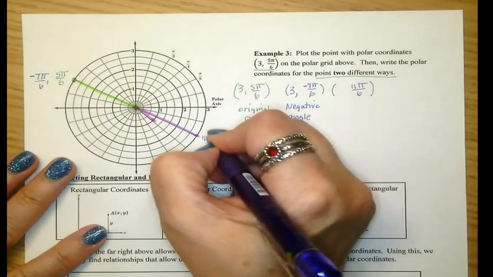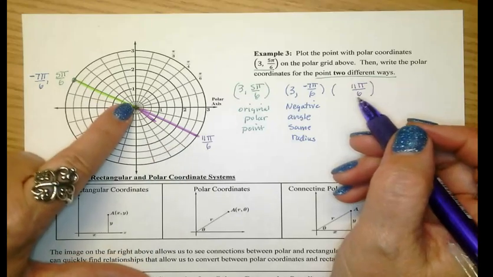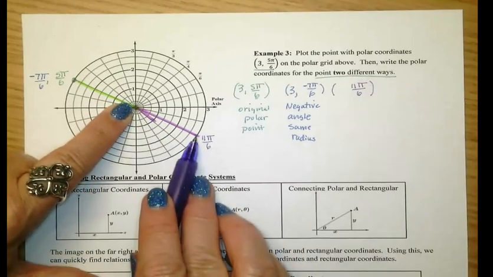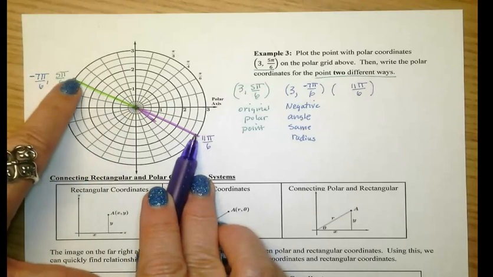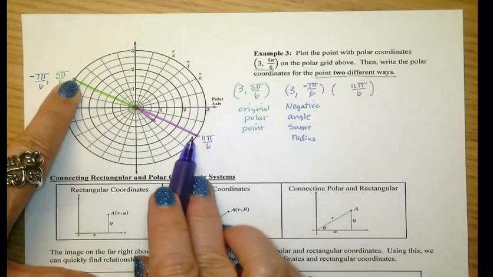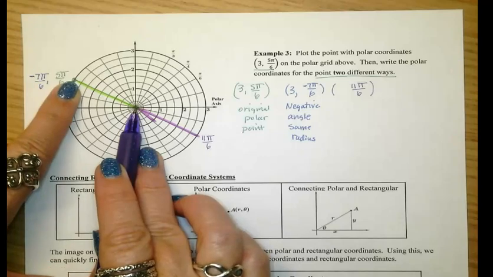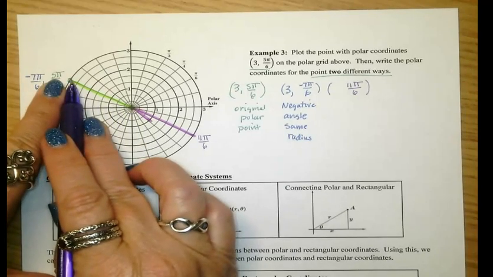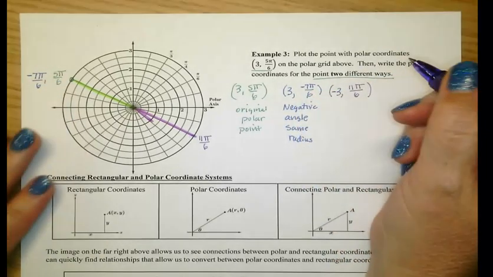So this is 11 pi over 6. But if I plot positive 3, then that means 3 down toward 11 pi over 6. And that's going to put my point down here, not up here where I want it to be. So I'm going to use this angle of 11 pi over 6, but I'm going to reverse the direction that I plot my radius, and I'm going to go backwards up to this point. So that means I need to make that negative 3.